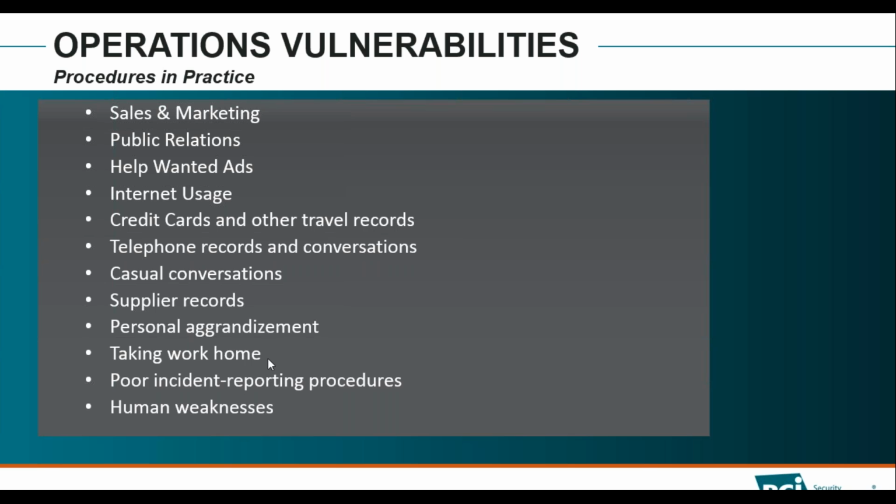It could be something like taking work home, which bypasses all your organization's do's and don'ts, and there could be somebody's son playing some game on the laptop. And again, human weakness without training becomes the number one bullseye for your company.